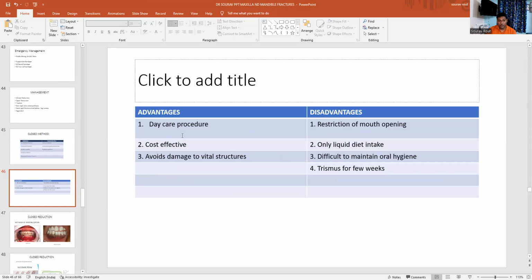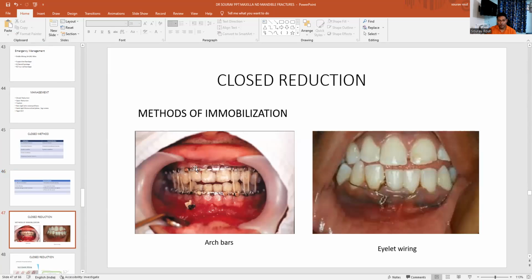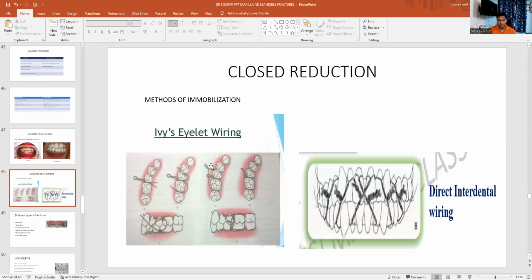Advantages of closed reduction: it is a daycare procedure, cost effective, and avoids damage to vital structures. Disadvantages are restriction of mouth opening, only liquid diet intake, difficulty maintaining oral hygiene, and trismus can happen for a few weeks. What methods of immobilization? By arch bar and eyelet wiring can be done. Closed reduction methods: IV eyelet wiring method and indirect wiring method.